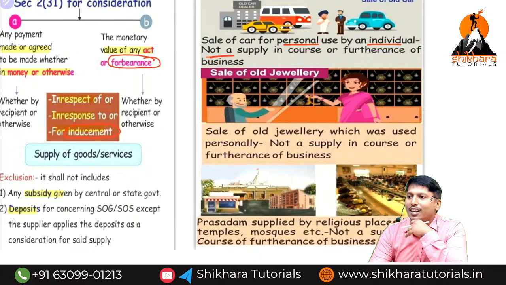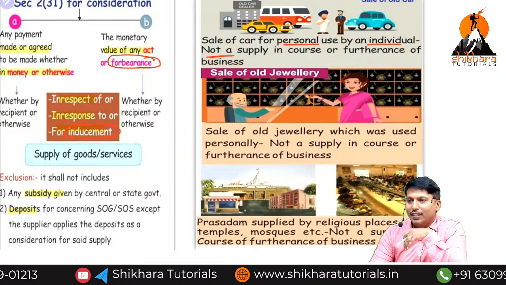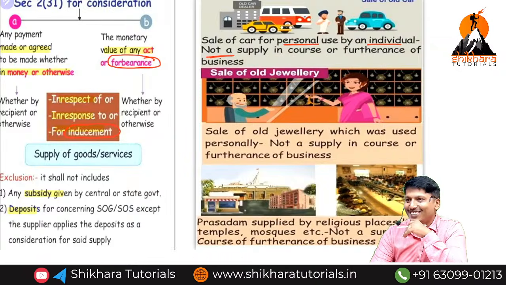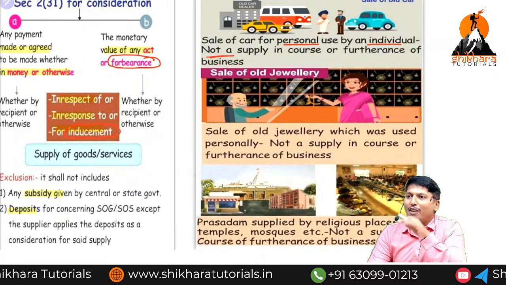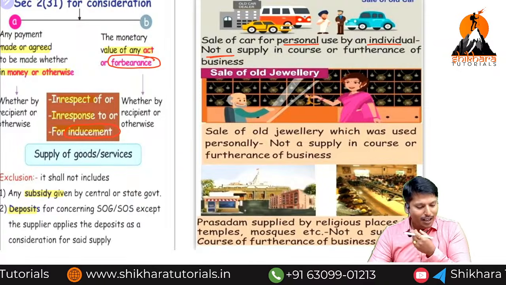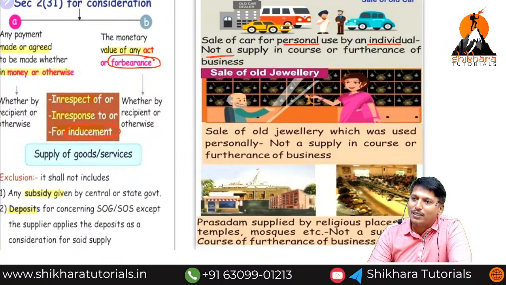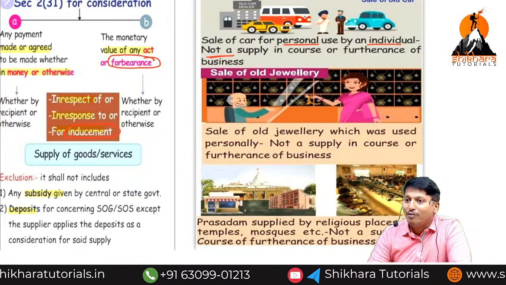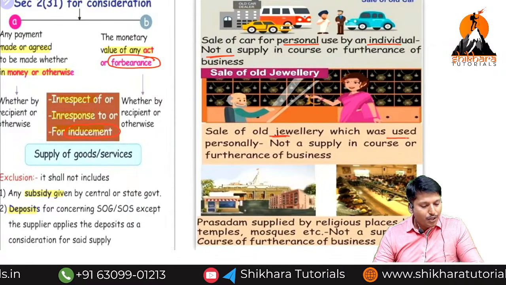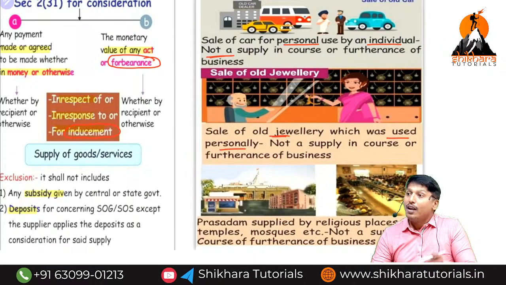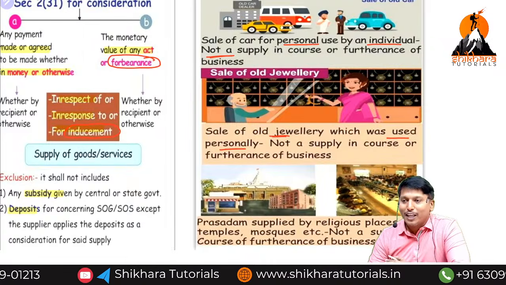Generally, if you have old jewelry, your grandmother's jewelry, and your mother wants to exchange it, she goes to a jewelry shop, gives the old jewelry and makes the balance payment. Is the jewelry purchased for business purpose or personal purpose? It's not done in the course of business. Sale of old jewelry which was used personally is not a supply. There is no furtherance.